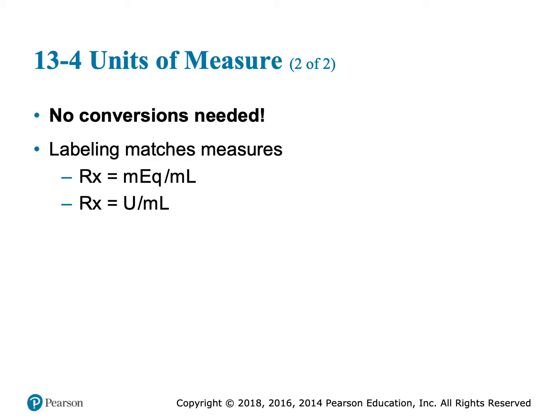And the labeling is going to match these measures. To calculate the dosage, there are several ways that we can get from point A to point B. One way may be to use a dosage formula, ratio and proportion, or dimensional analysis. We've practiced all of those. You can use any one of these, whichever makes the most sense to you. Choose the method that you are most comfortable with, and then just use it consistently.